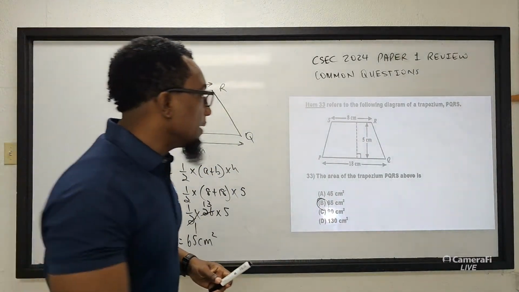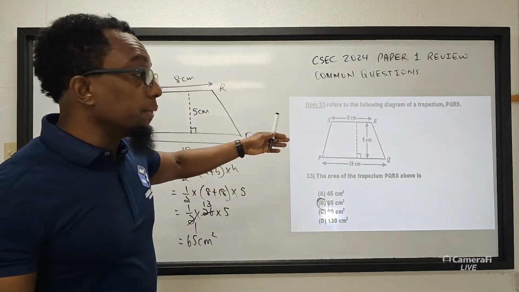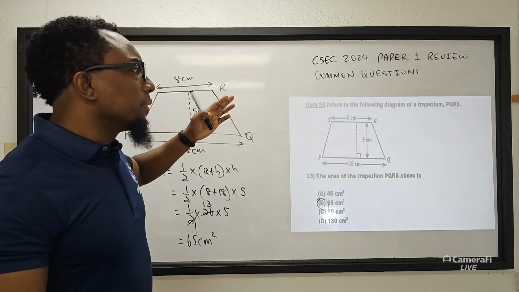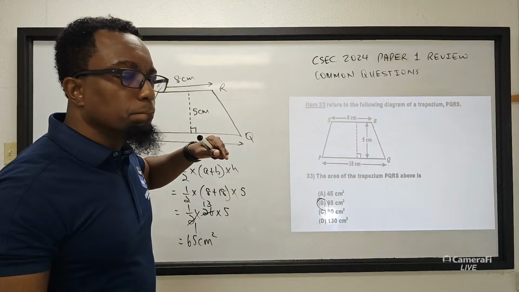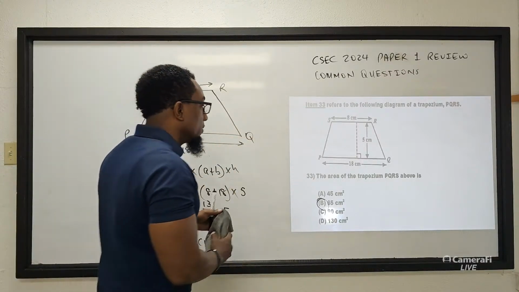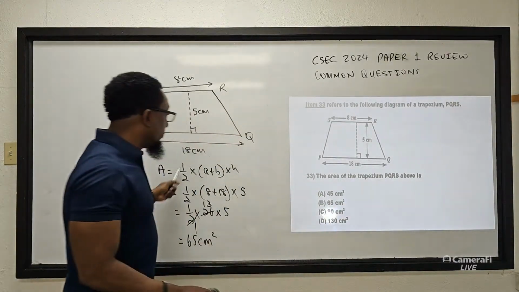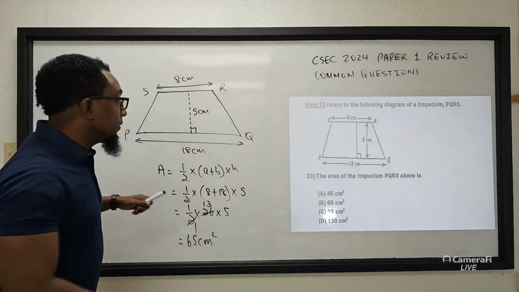So let's look at 34. Again, this is another common question. They sometimes will bring different variations of the trapezium question. So make sure you know, most important, the formula for the area of a trapezium.